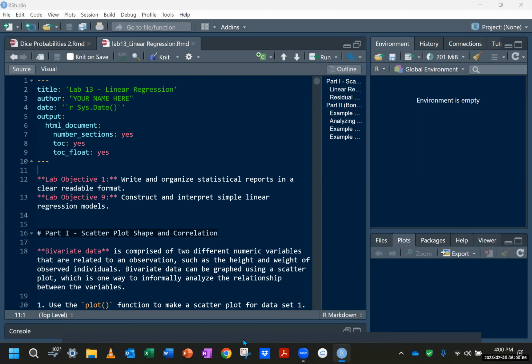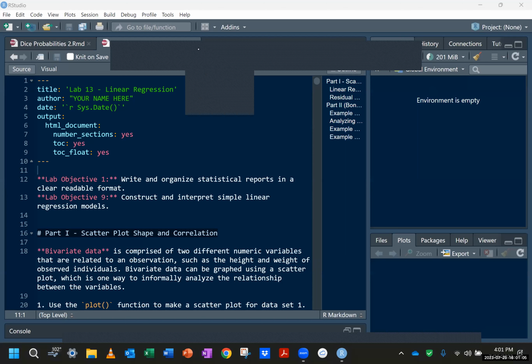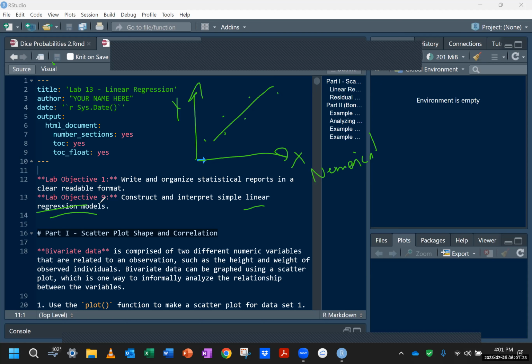So what is a linear regression model? Here's how we're going to think about it. We've got two numerical variables, an x variable and a y variable. They're both numeric, and we want to figure out what's the relationship between the data. If we're going to try to plot that with a line, that's what we call linear regression. We're trying to estimate a line of best fit for our model.